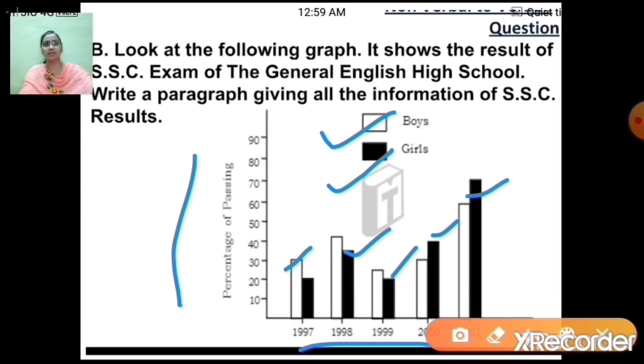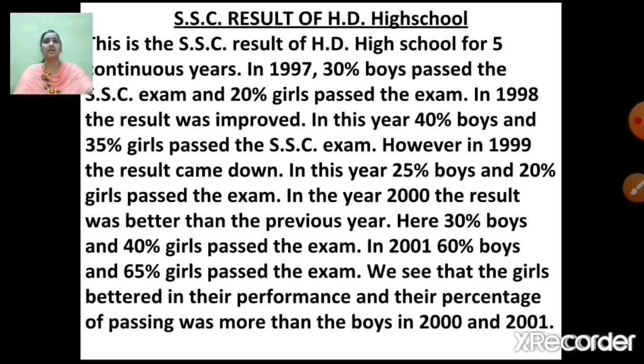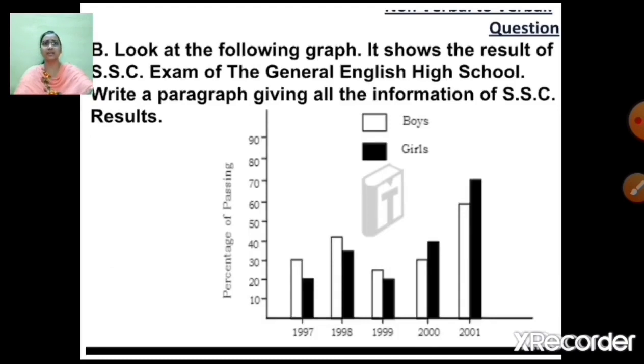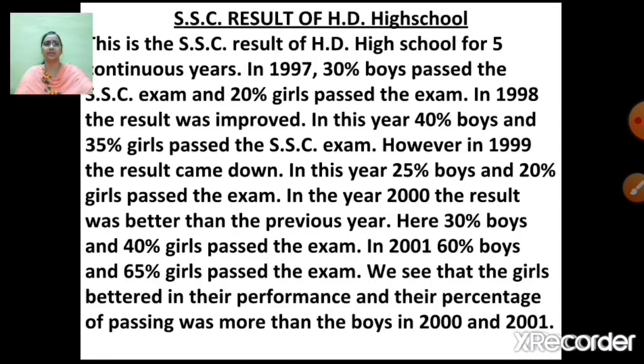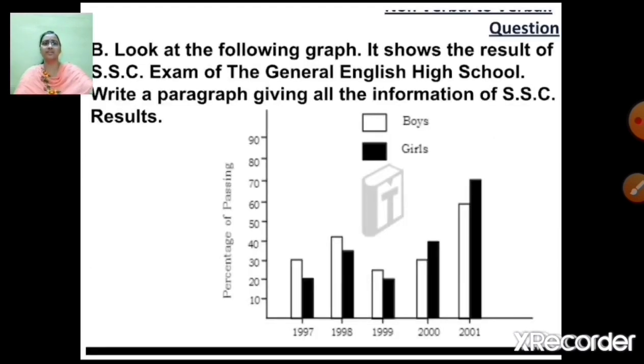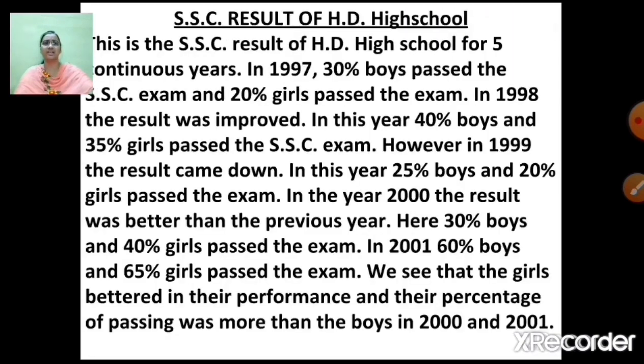Now let's see how we can write the paragraph. Let's look at the answer. This is the SSC result of HD High School for 5 continuous years. Now here HD High School name is already given in the question. Alright. In 1997, 30% boys passed the SSC exam and 20% girls passed the exam. Okay, now the first graph. See, in the first graph it shows 30% boys and 20% girls have passed the exam.